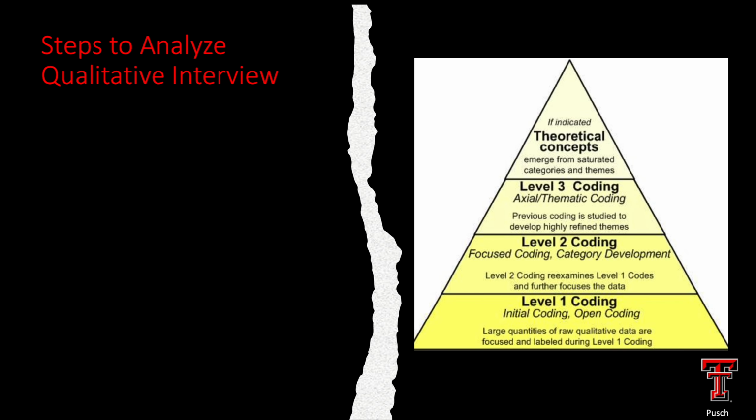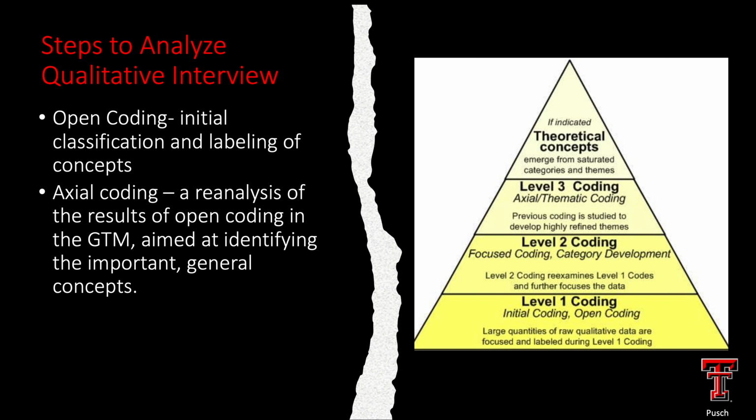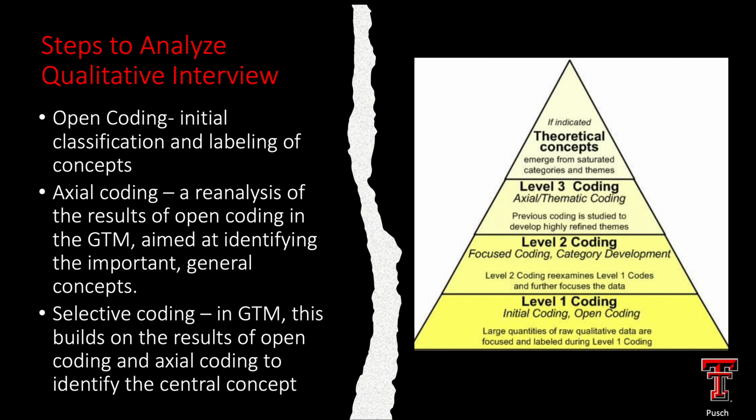Okay, so once you have all your written copies of your interviews, it is time to code. So coding is next. There's a few different levels of coding that I'm going to go into detail about. First is your open coding. This is your very initial classification and labeling of concepts. Your axial coding is reanalyzing the results of open coding and identifying the really important or general concepts. Then finally, selective coding. So this builds on the results of open coding and axial coding to identify the central concept of your research.